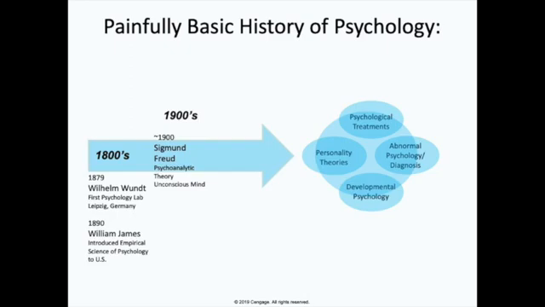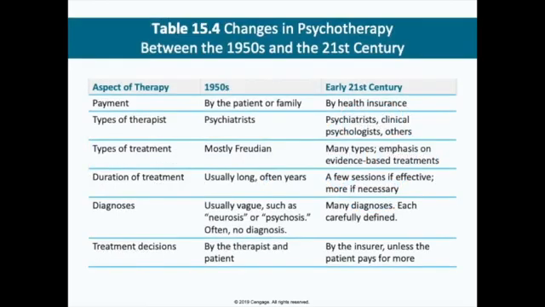Before we get back into Freud on our way to exploring different types of psychotherapy, let's take a quick look at how psychotherapy has changed since the 1950s. Slide 24. Psychotherapy is a treatment of a psychological disorder by methods that include a personal relationship between a trained therapist and a client. Treatment of a mental illness has changed greatly since the mid-1900s, and Table 15.4 summarizes these changes. In the mid-1900s, people seeking psychotherapy paid for it themselves, whereas today, most people rely on insurance.